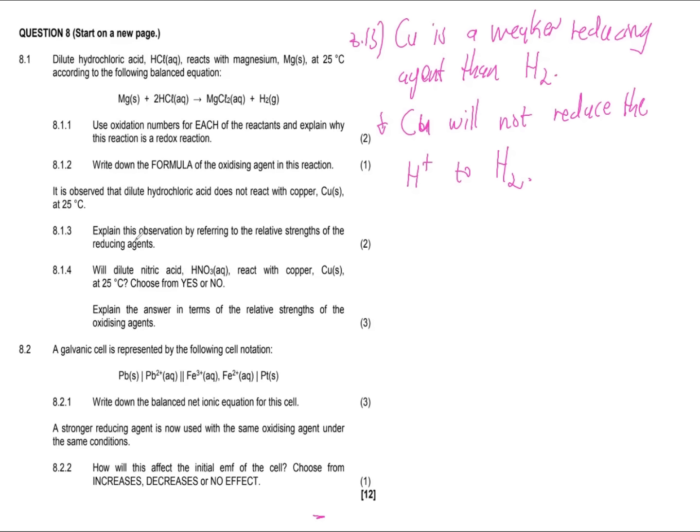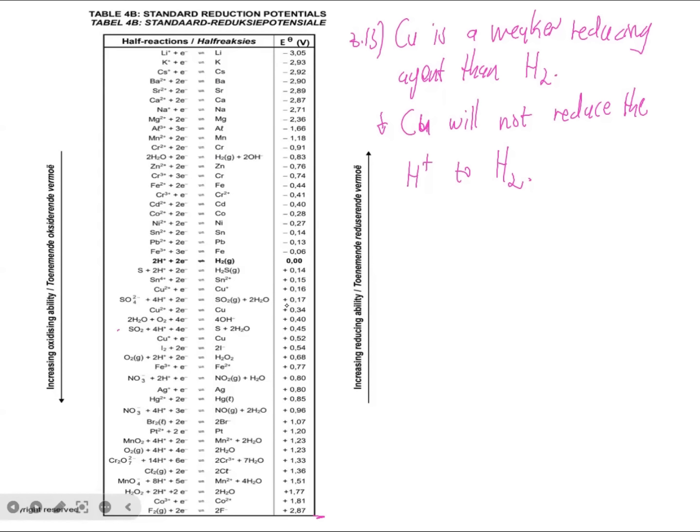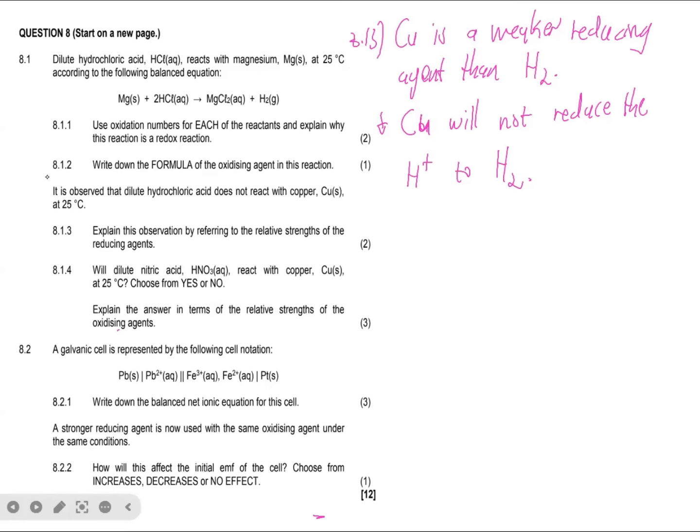Okay, now they say, will dilute nitric acid HNO3 react with copper at 25 degrees Celsius? Choose yes or no, and then explain the answer in terms of the relative strengths of the oxidizing agents this time. So if they're talking about oxidizing agents, where are we checking now? We are checking on this side. But then this one, when it ionizes to what? It ionizes to H plus and then NO3 minus, right? What we are mainly focused on right now is the NO3 minus, right? And not necessarily the hydrogen.